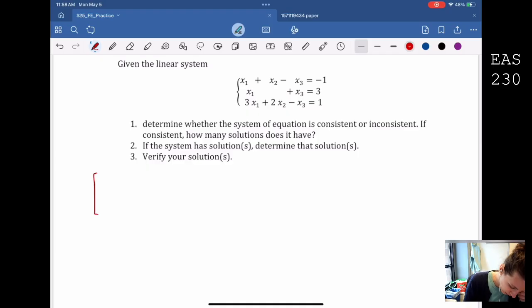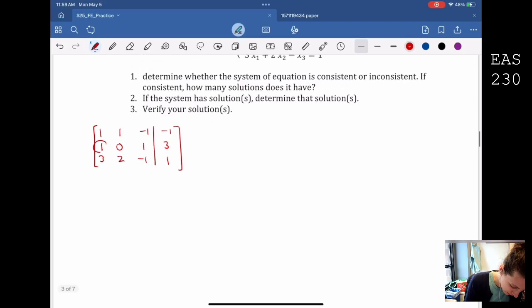So I'm going to go ahead and use Gauss elimination. So I'm going to write my augmented matrix. And I'm going to do my row operations. So I'm going to go ahead and make that a 0 and that a 0. So to do that, I'm going to say row 2 equals row 2 minus row 1. And then row 3 equals row 3 minus 3 row 1.